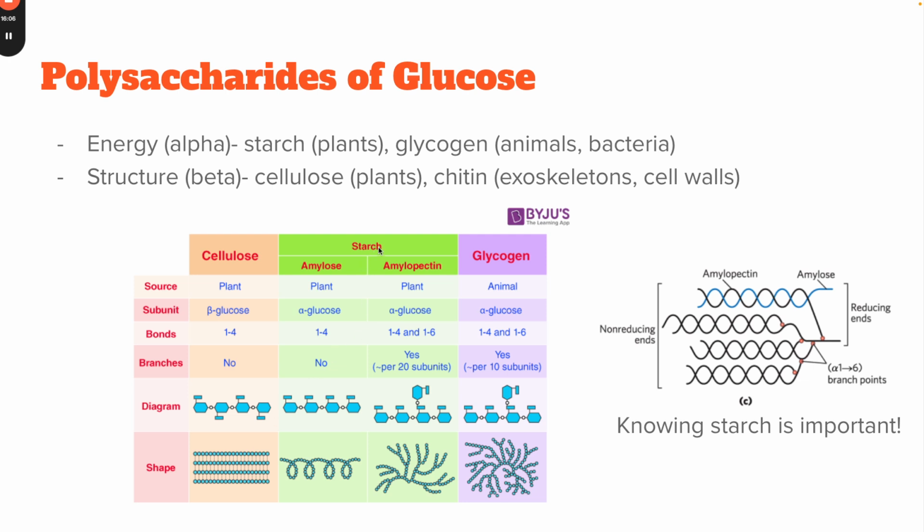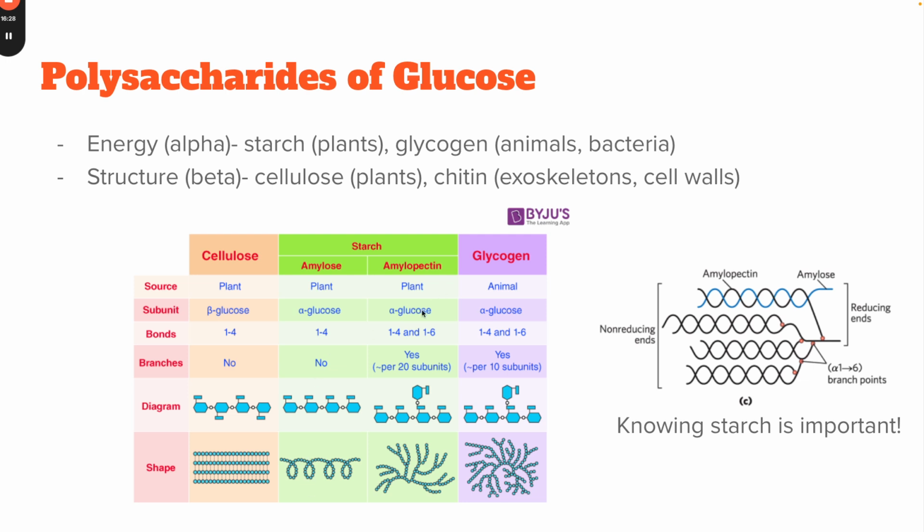If we have starch, we have amylose, which is seen in plants. Here we have alpha glucose, which is an alpha glycosidic bond. Branches, no. But as we can see, it is in this cyclical, helical formation. And that's because of the alpha bond, because the bonds are both in the same direction. And that prevents this linear formation.